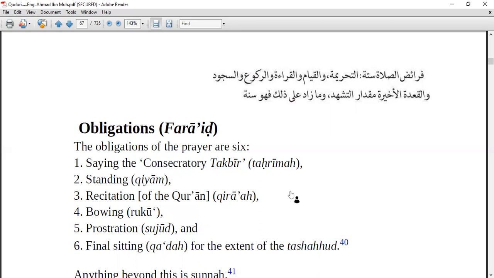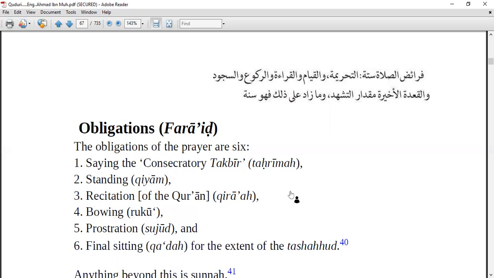So the first farz is At-Takbir At-Tahrima. Right? And it's mentioned in the Quran, وَرَبَّكَ فَكَبِّرْ, in Surah Al-Muddaththir, that say the takbir of your Lord.